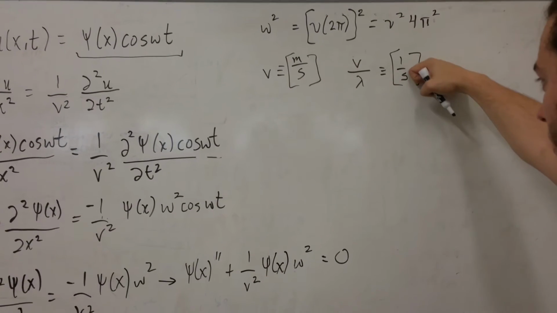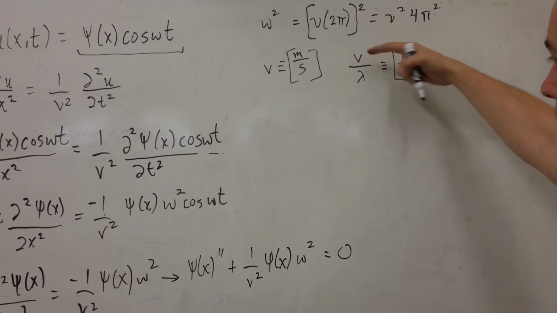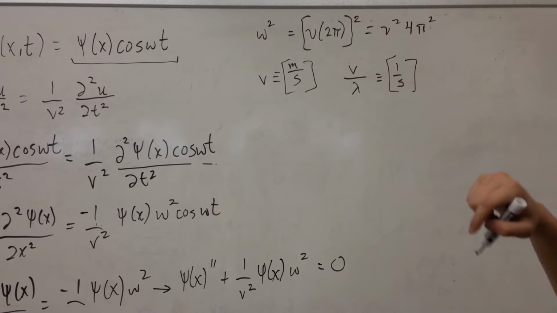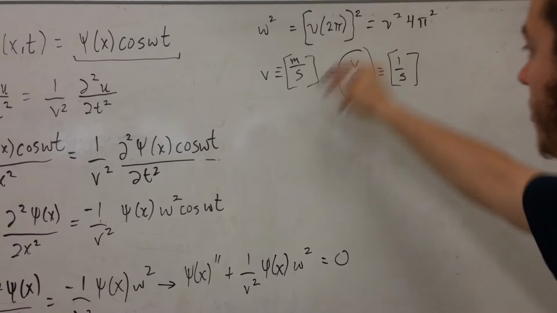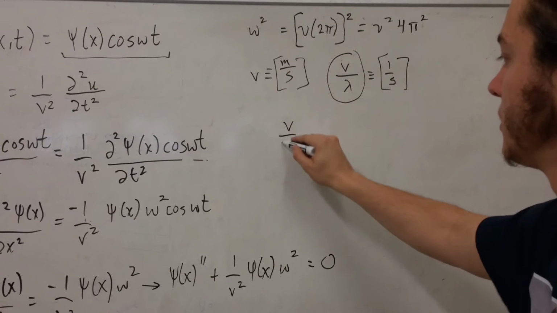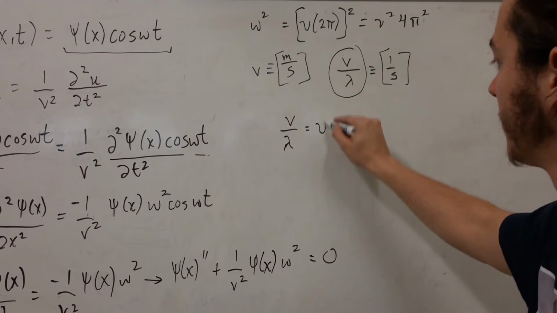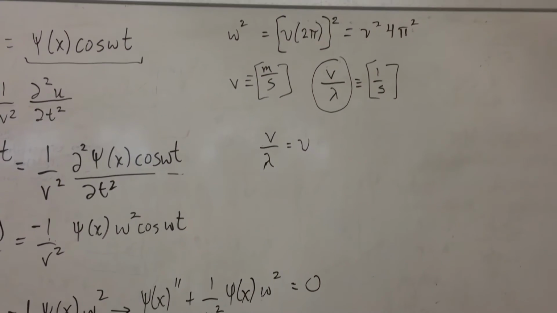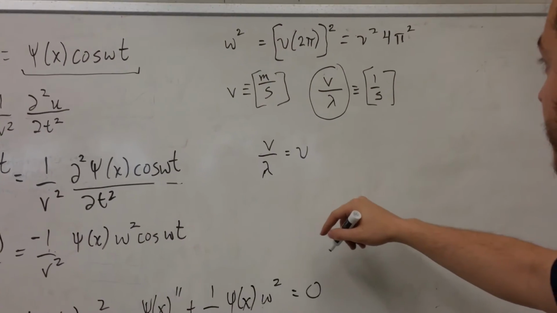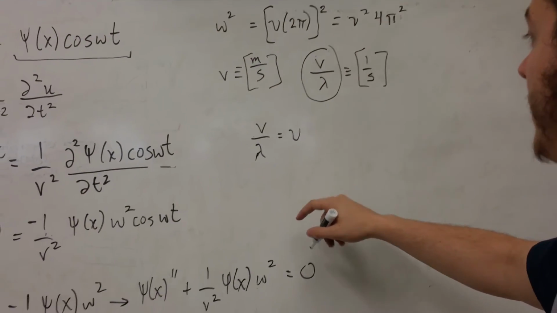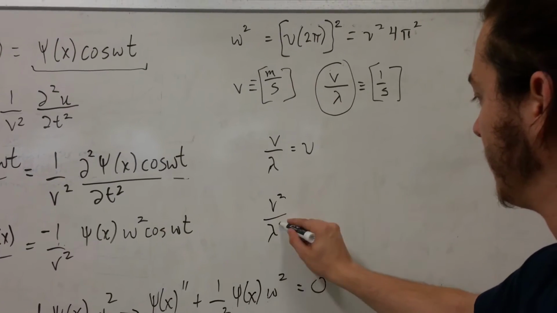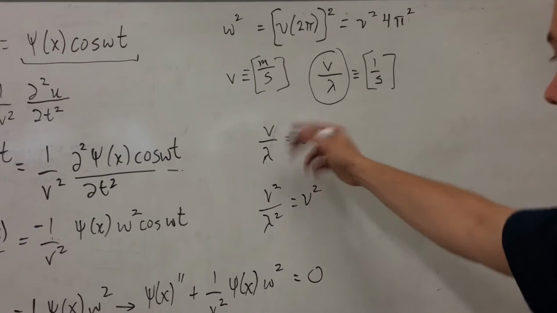So the units being 1 over time, that works because you have meters per second divided by meters. That's just 1 over seconds. So this velocity over wavelength is itself a frequency. And the only thing left to recall is that this frequency is related to omega, pretty simply, by a factor of 2 pi. So now we have v squared over omega squared is nu squared, simply.